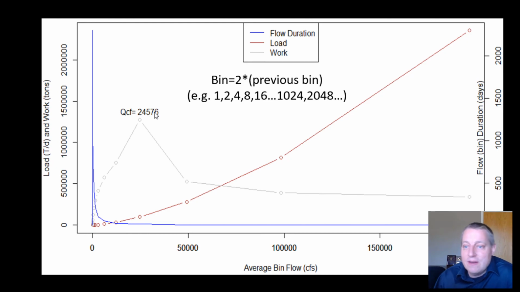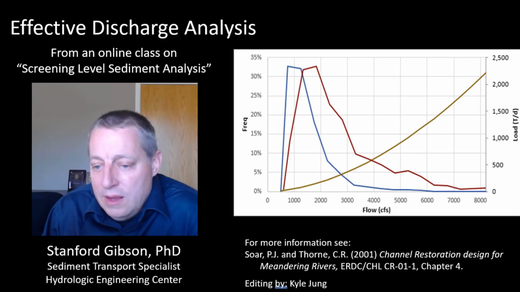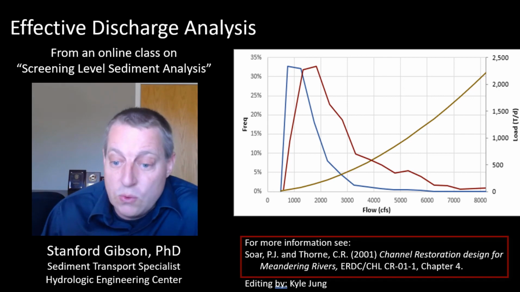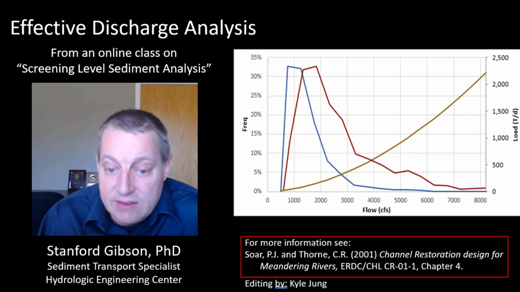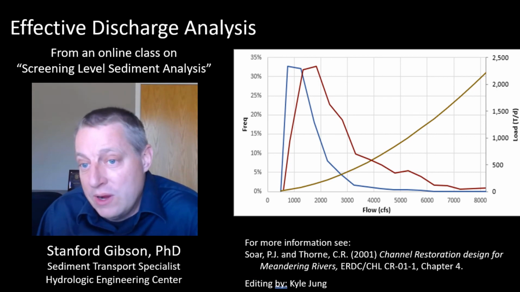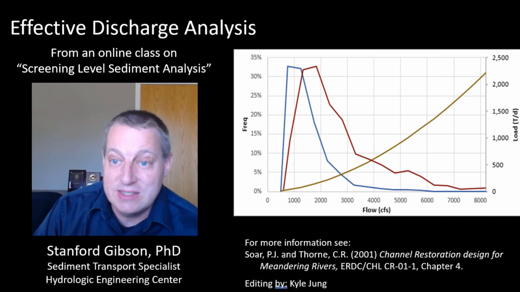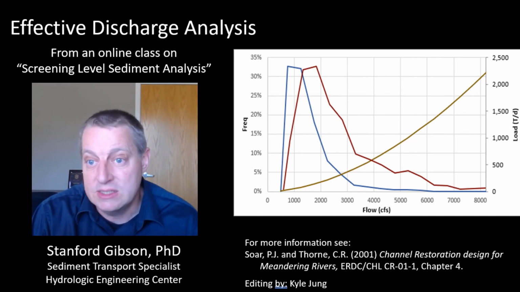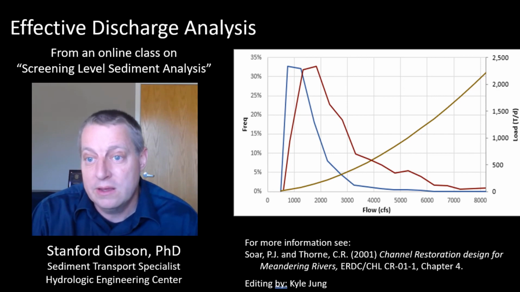All right, so that's a very brief overview of how to compute an effective discharge analysis. If you're interested in additional information, this reference by Soar and Thorne, Channel Restoration Design for Meandering Rivers, is really the primary reference on this kind of analysis, as well as many of these other screening level sediment analyses that you can do when considering a channel modification.